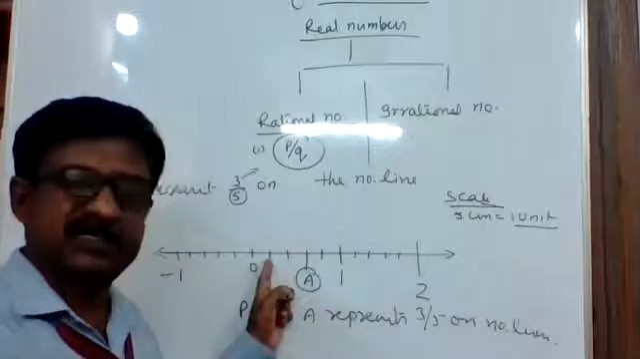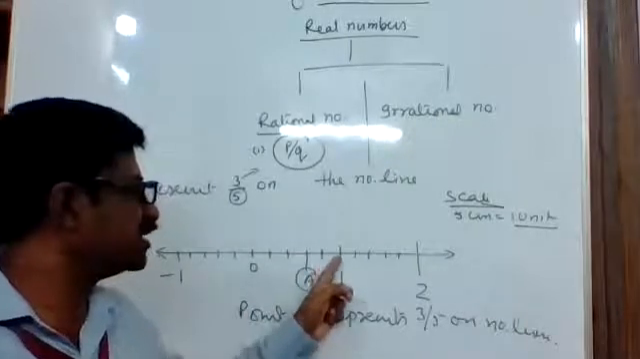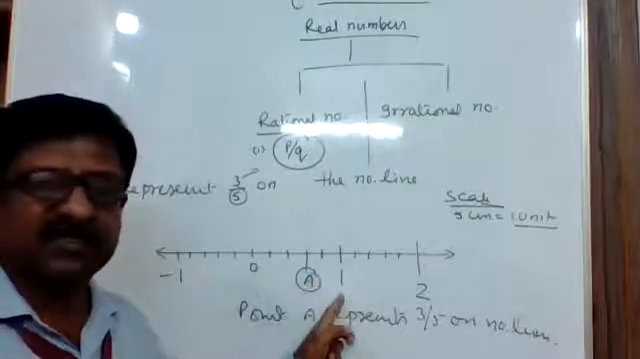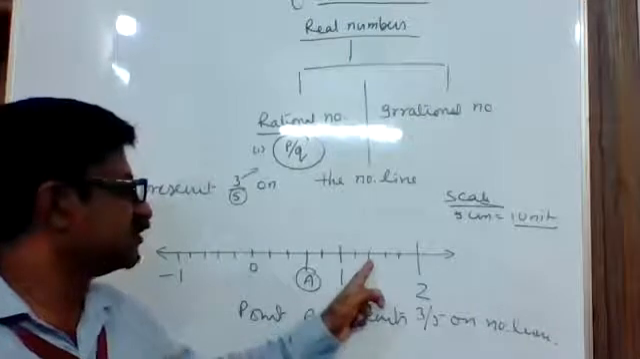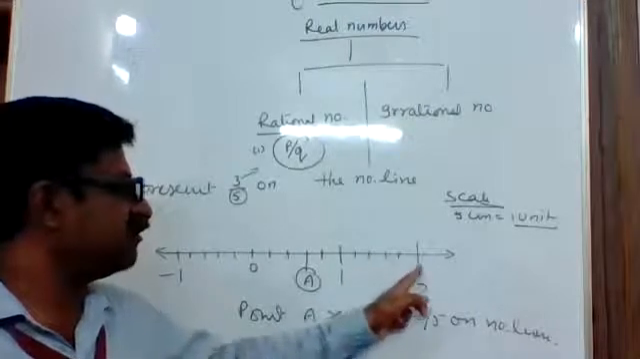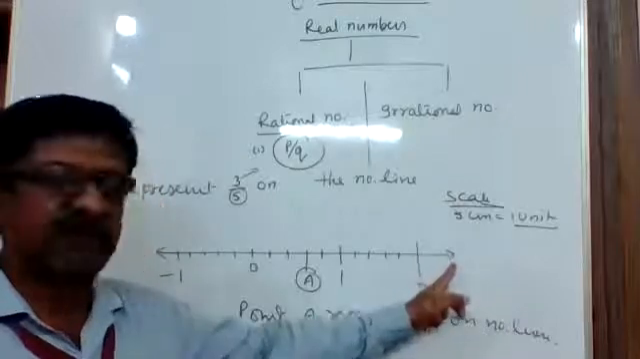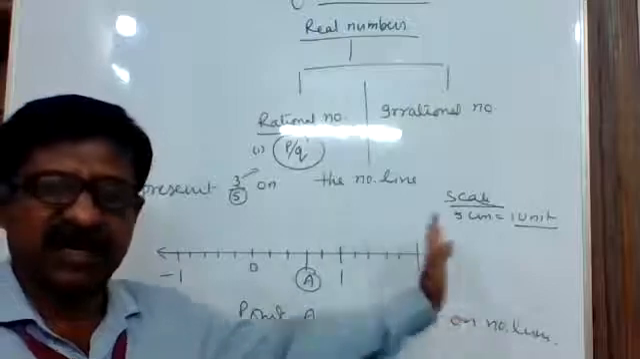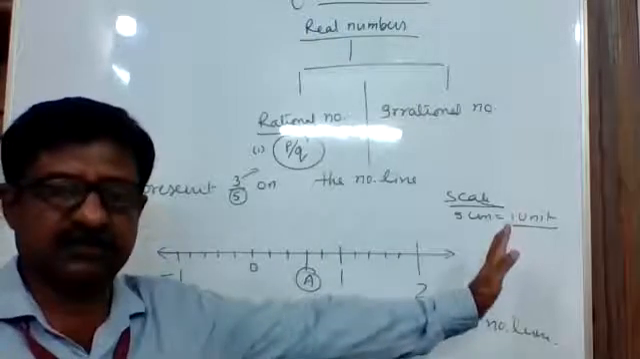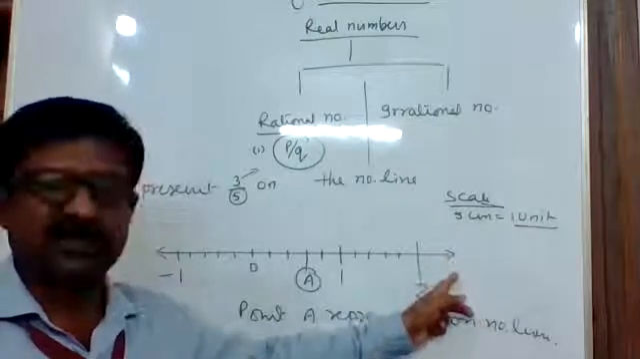Count it from the first. This is 1 by 5, 2 by 5, 3 by 5, 4 by 5, and this is 5 by 5. 5 by 5 means 1. 5 and 5 will be cancelled. 1. 6 by 5, 7 by 5, 8 by 5, 9 by 5, and this is 10 by 5. 10 by 5 means 2. We have made the arrow. This arrow indicates if it is needed, we can extend it further. Because it's a line, therefore, arrow is very much needed.